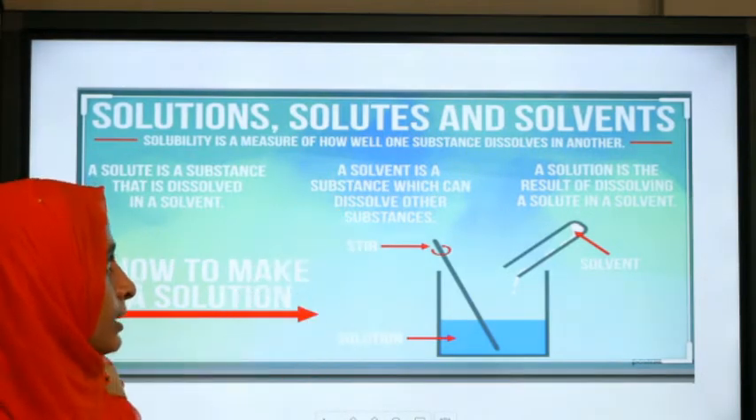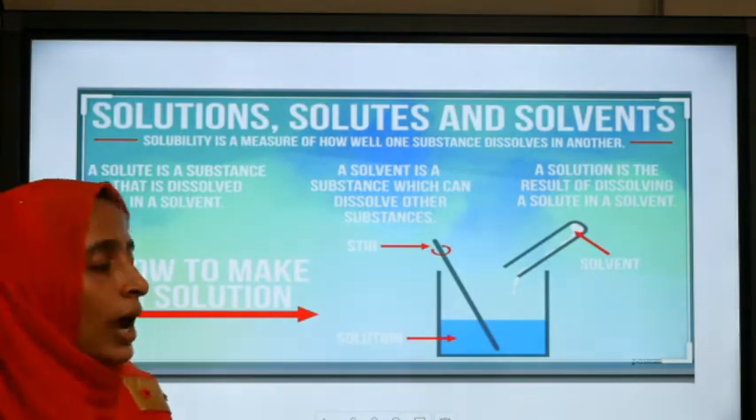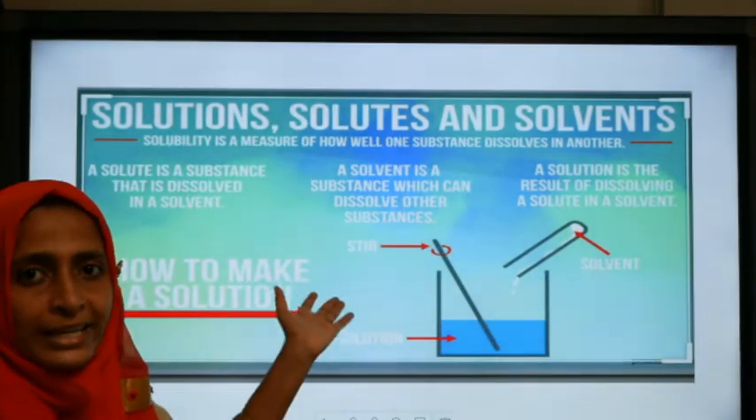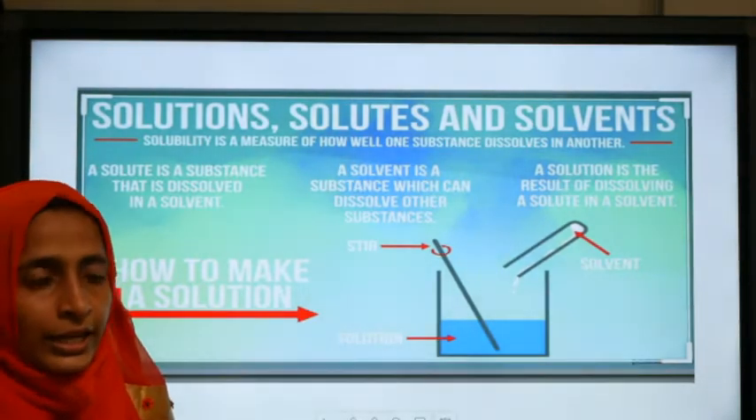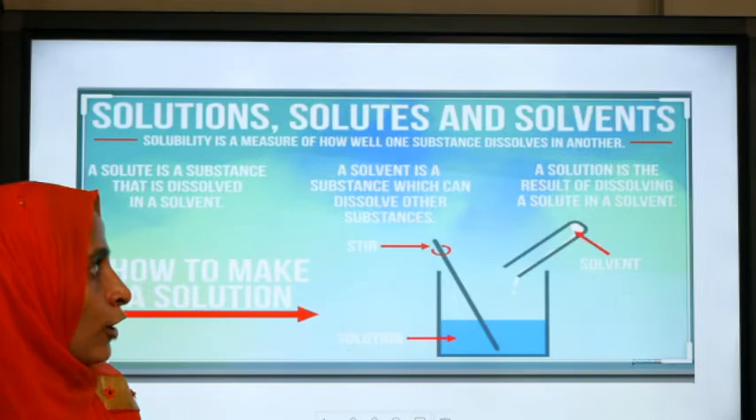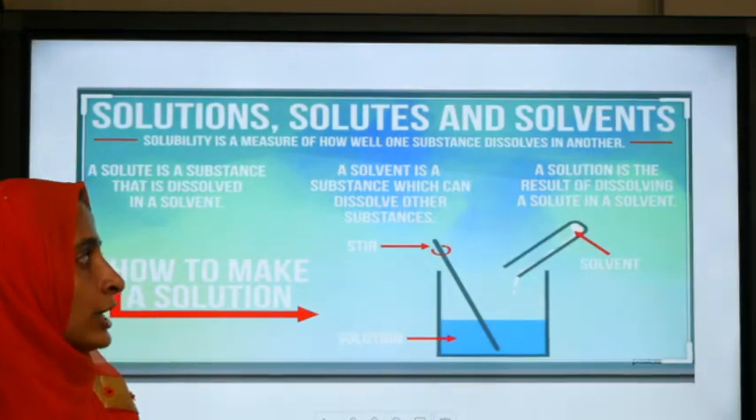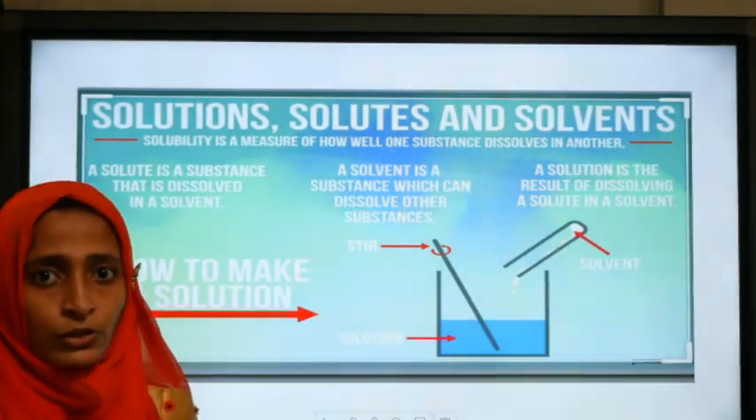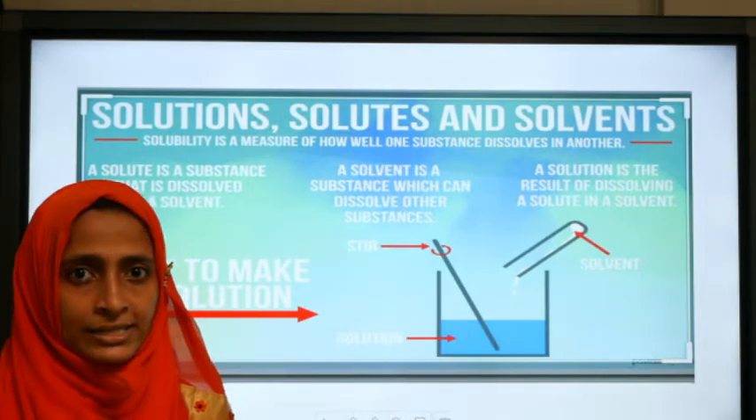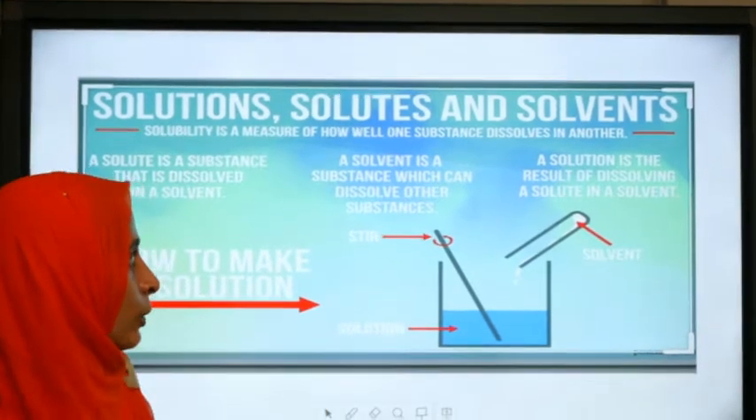So a solvent is a substance which can dissolve other substances, and when a solute and solvent are mixed with each other, it forms a solution. So a solution is the result of dissolving a solute in a solvent. So now you are able to prepare any solution by dissolving a solute in a solvent, isn't it?